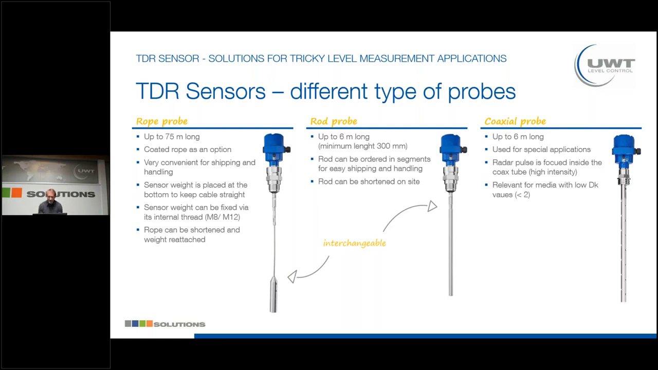And on the right hand side, the third option, we have the coaxial probe, which can also be configured up to 6 meters. It's used for special applications. And the big advantage is that the pulse is really focused inside this tube. So the signal strength increases and it's more sensitive for media with lower decay values.